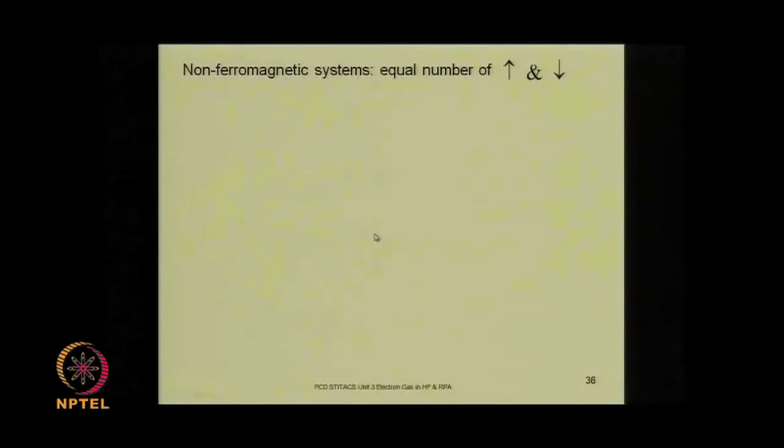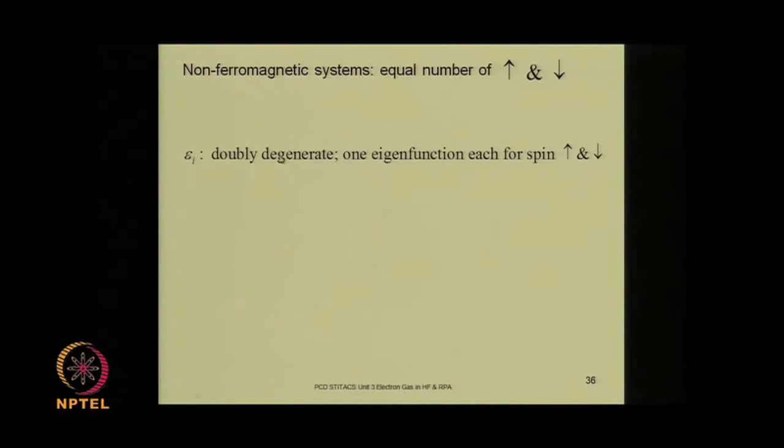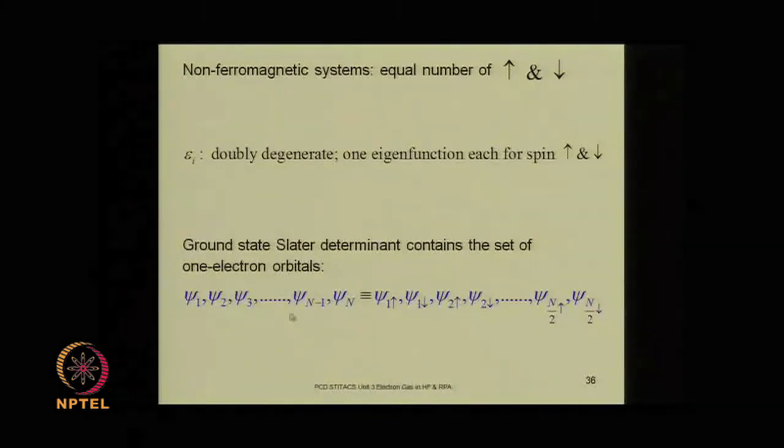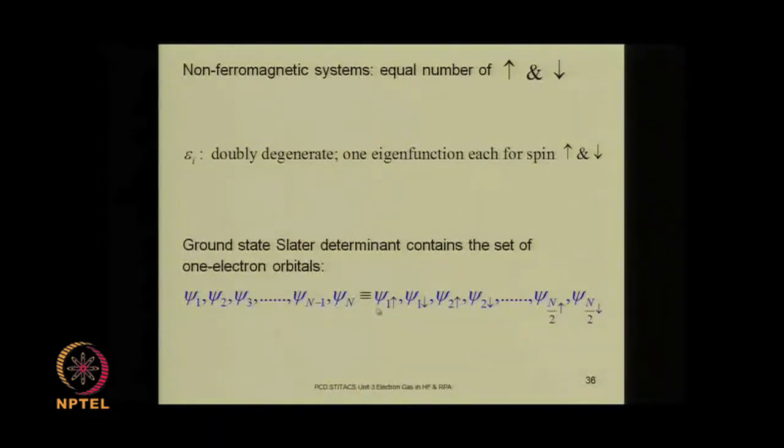So we consider non-ferromagnetic systems that have an equal number of spin up and spin down states, like a closed shell atom. And you have energies which are doubly degenerate. So you have one eigenfunction for spin up and one for spin down, and the ground state Slater determinant wave function is a set of these 1 electron orbitals. You have these n orbitals, but psi 1 up and psi 1 down are degenerate, psi 2 up and psi 2 down are degenerate, and you have psi n by 2 up and n by 2 down. So you have a total number of n by 2 energy states, each being doubly degenerate.